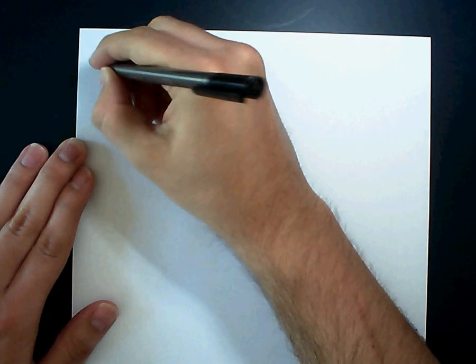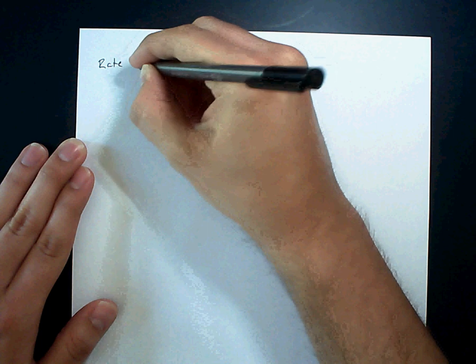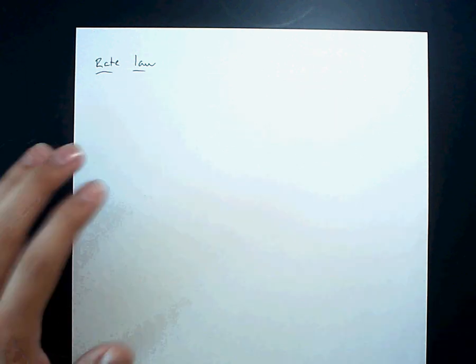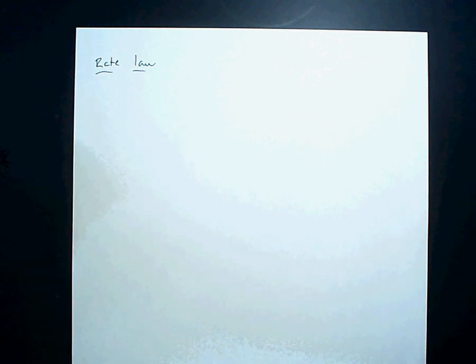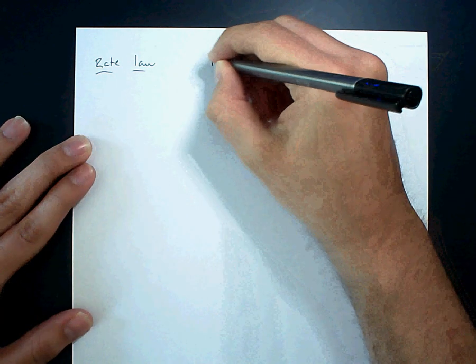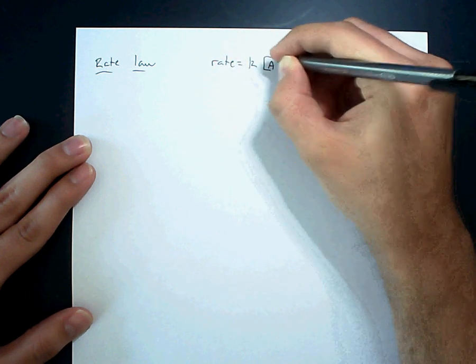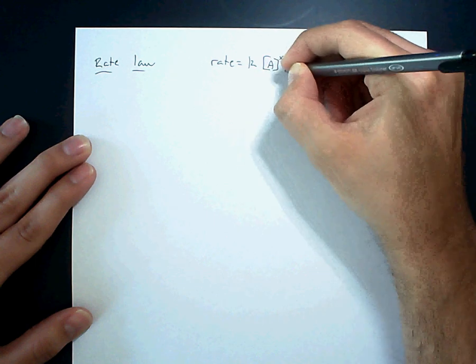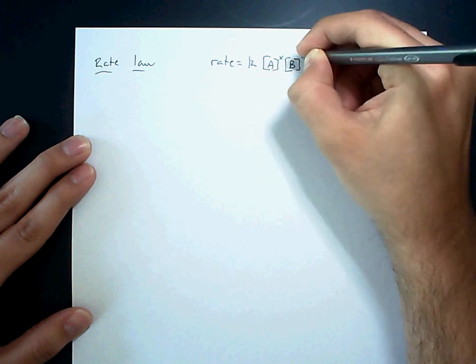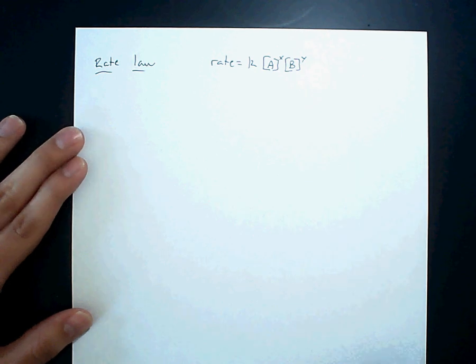The second thing I want to talk about is just the basics of rate laws. What a rate law is, it is an equation that shows what affects the rate and to what degree it affects the rate. So a rate law is going to look like this. We'll do rate is equal to k times the concentration of something to some power times the concentration of another thing to another power.